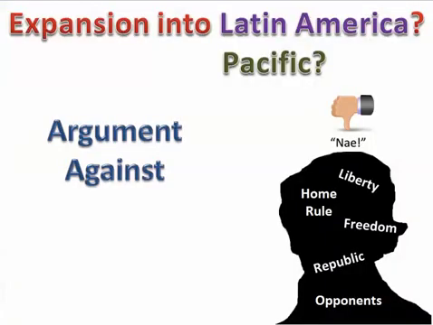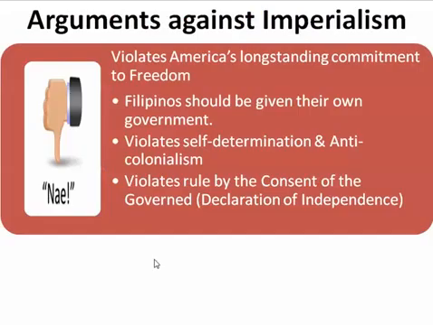And then there's the argument against those people who said we should not expand into the Pacific or Latin America. And their main argument was that if we did, it would violate what America stands for. It would violate the rule of consent of the governed that we had in our own Declaration of Independence. It would violate our self-determination and anti-colonialism. And Filipinos should be given their own government. Our commitment to freedom would be violated if we didn't.